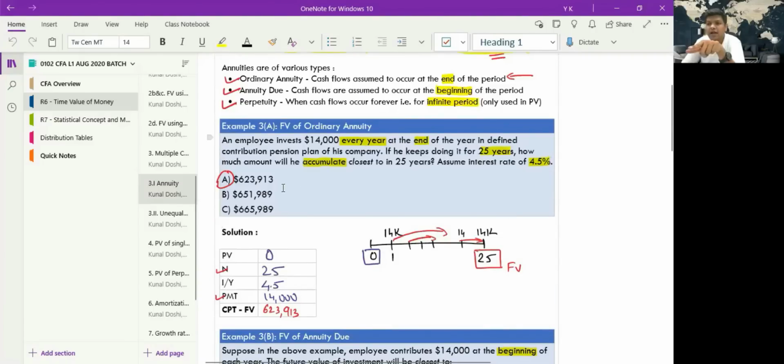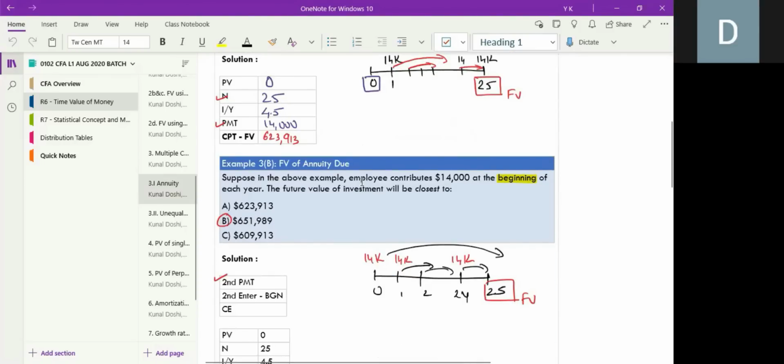Can you put in your calculator 623,913? This is because you invested late, right? Now add 4.5% interest to it. How do I add? Multiply that with 1.045. It means that I am taking it a year earlier, so I'm adding 4.5% interest on it. Did you multiply? And what is your answer now? 651,989. Got it?